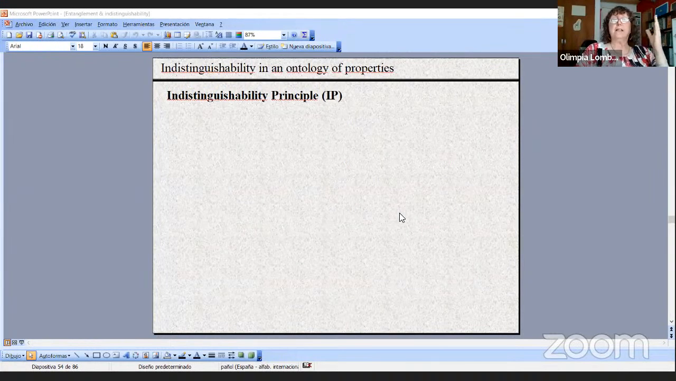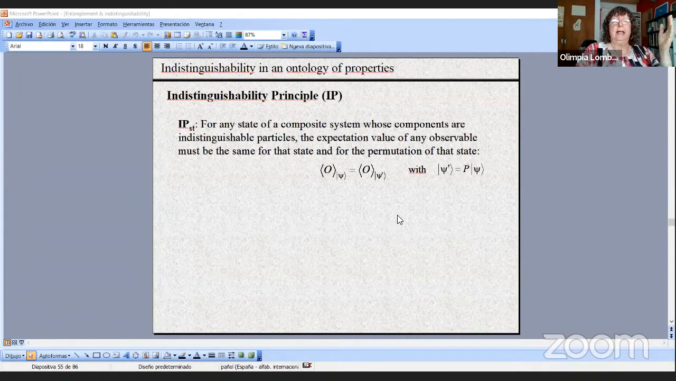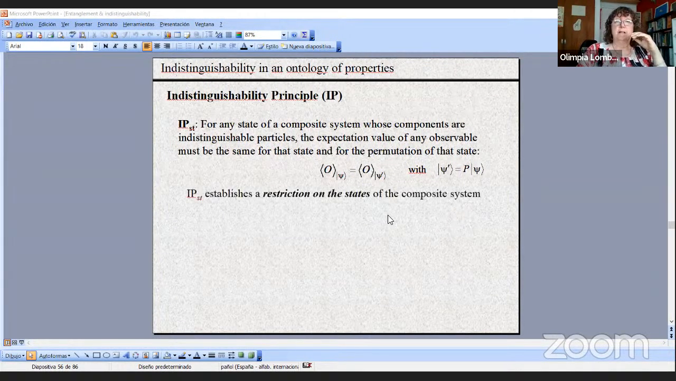So how do we understand the indistinguishability principle in this case? The traditional formulation of the indistinguishability principle is in terms of states. For any state of a composite system whose components are indistinguishable particles, the expectation value of any observable must be the same for that state and for the permutation of the state. This is the normal or traditional formulation. Nevertheless, this form of the principle establishes a restriction on the states of the composite system.